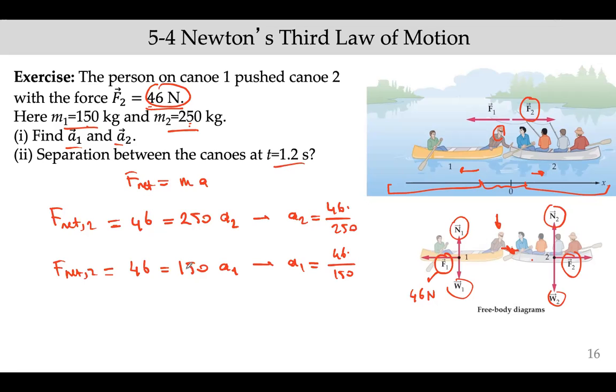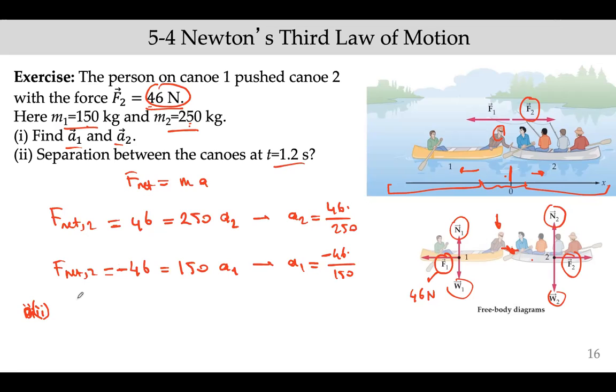Okay, so now in the second part, we will find the separation between the canoes. So I have to calculate, now I'm going to do kinematics. I have to calculate how much these two canoes, so this is the 0 point, will move from this 0 point. By the way, A1, because canoe 1 is moving in the negative direction, I have to write a negative sign here. And in fact, the force is also negative.